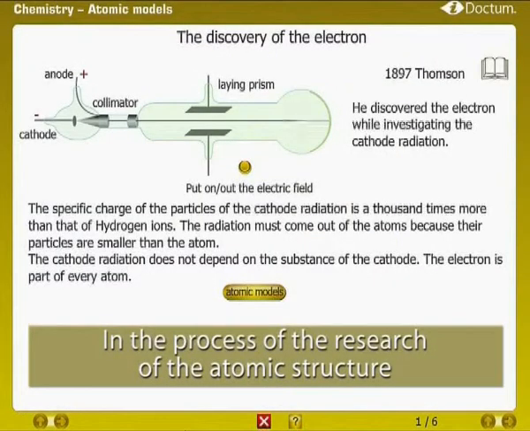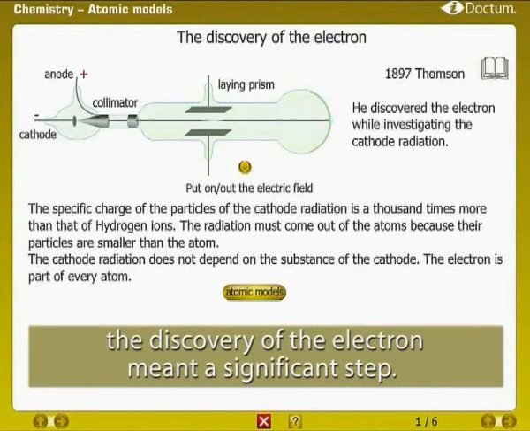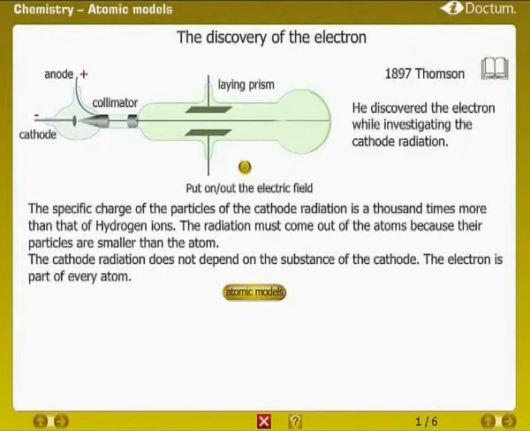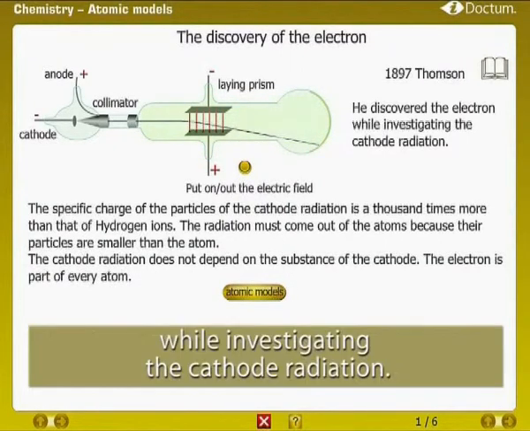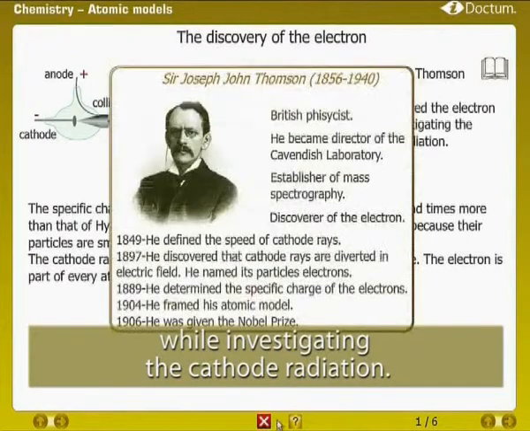In the process of the research of the atomic structure, the discovery of the electron meant a significant step. Thomson discovered the existence of the electron while investigating the cathode radiation.